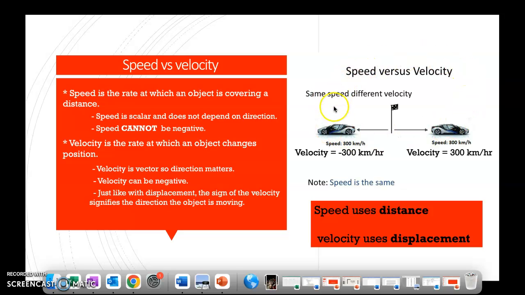So if we look over here, we can have two different cars. If they're exactly the same, they can both have a speed of 300 kilometers per hour, even though they are driving in opposite directions of each other. However, the car that is moving to the right would have a positive velocity of 300 kilometers per hour, and the car that was moving to the left would have a negative 300 kilometer per hour velocity. Note, the speeds are the same. Speed is going to use distance, velocity uses displacement.